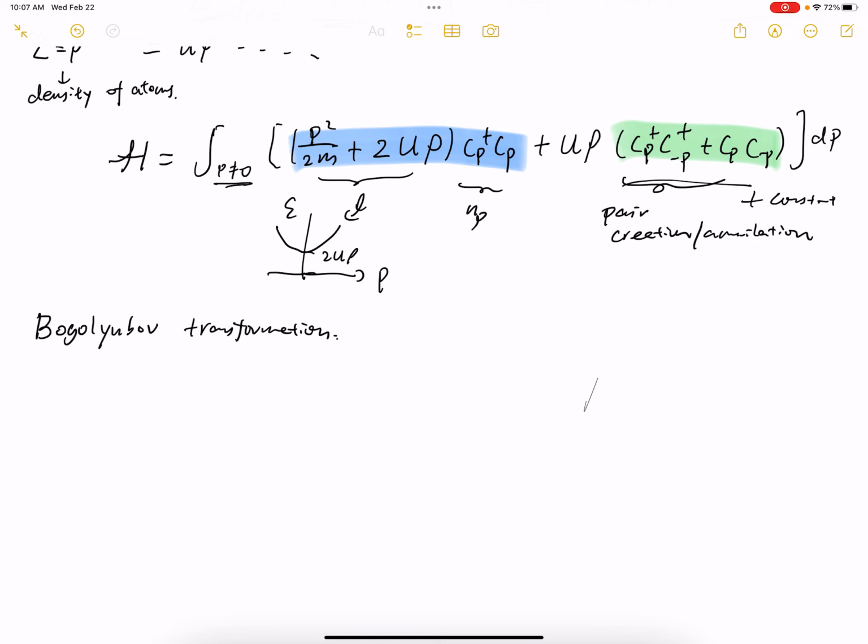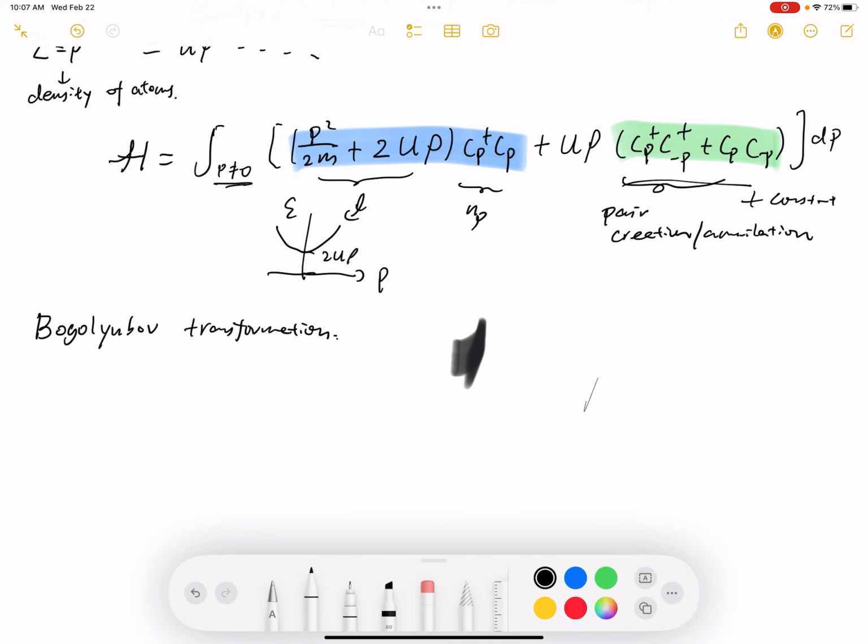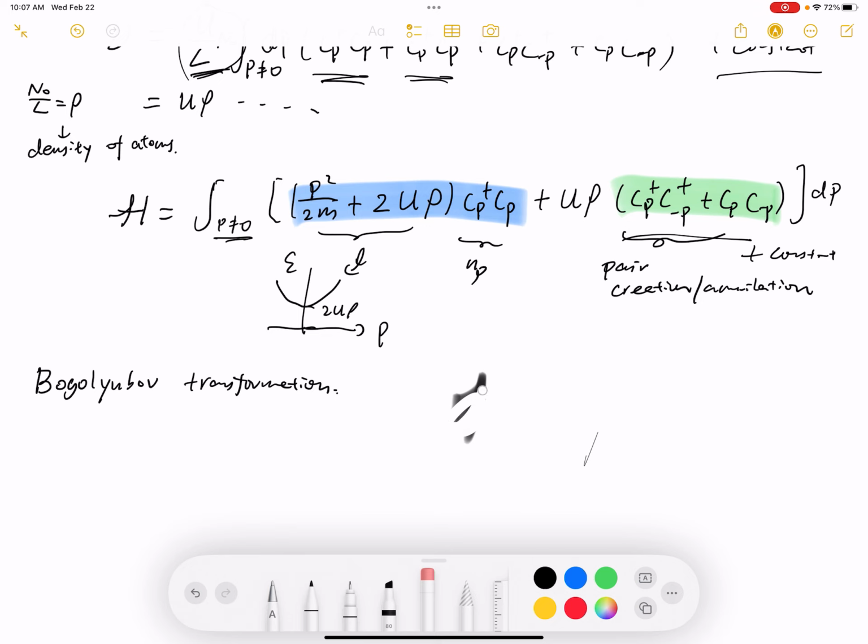I can first tell you where we're going. At the end of the day, we're going to change this Hamiltonian to something like a sum of epsilon of p times B_p dagger B_p. That's the final goal. We want to make it diagonal in this nice form, so we just have an energy spectrum and then the number operator for something.